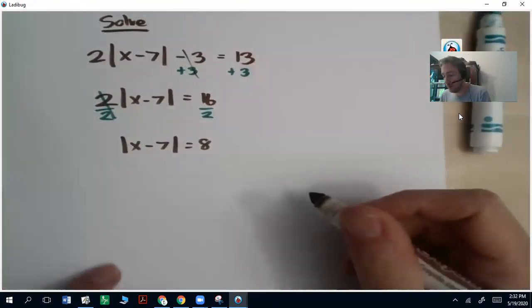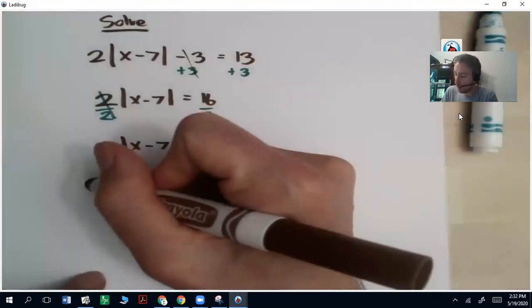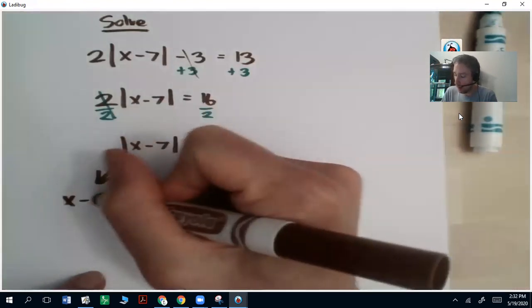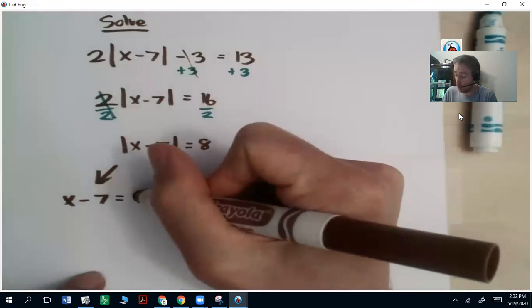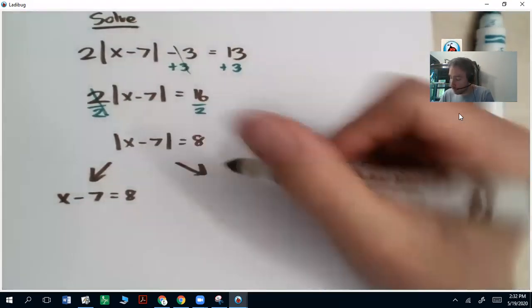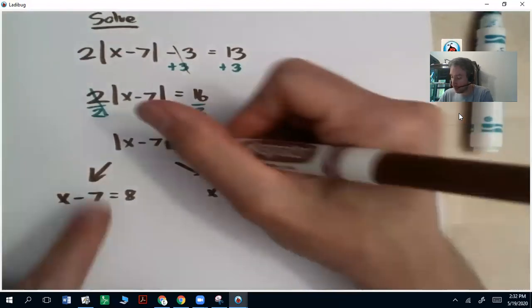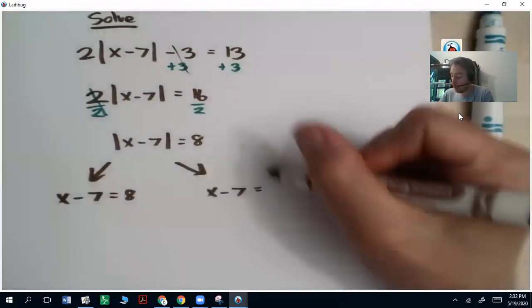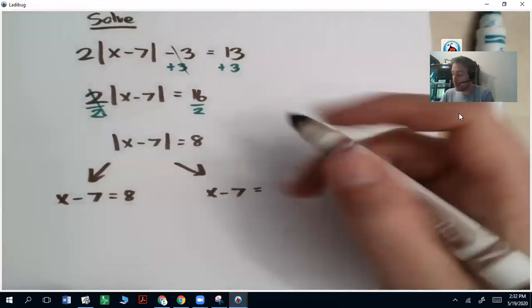Now, once you get it to this form, you have 2 equations. One of them is going to be the absolute value equation without the absolute value bars, as it is. The other equation is going to be the absolute value equation without the absolute value bars, but making the number on the right side negative.